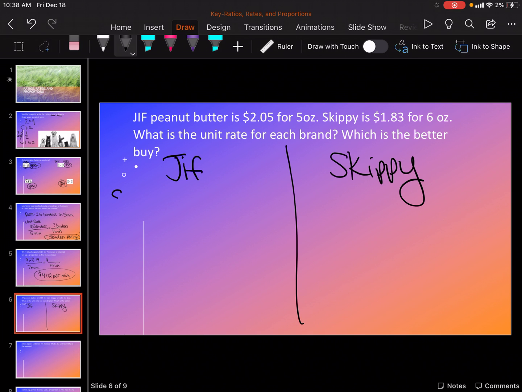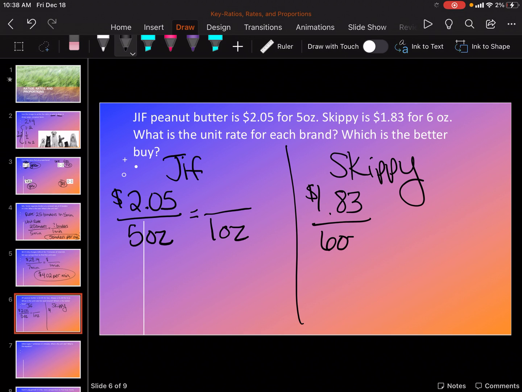So for Jif, it's going to be $2.05 for 5 ounces. We want to know how much it is for 1 ounce. Set up your proportion on the other side for 1 ounce. Cross multiply, divide. So $2.05 times 1 divided by 5 gives me 41 cents per ounce.